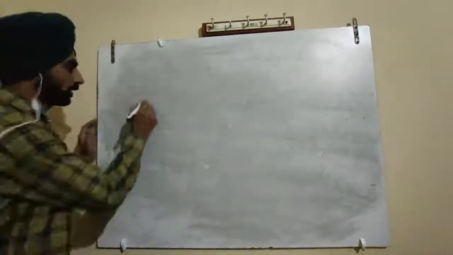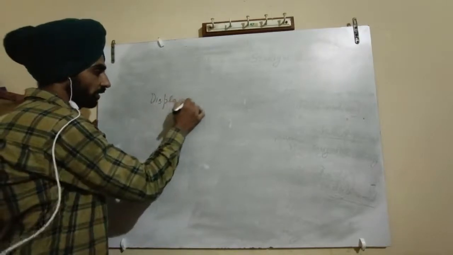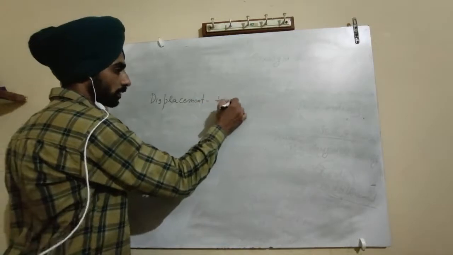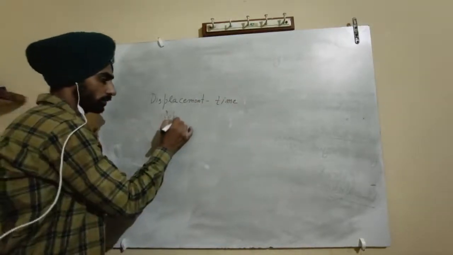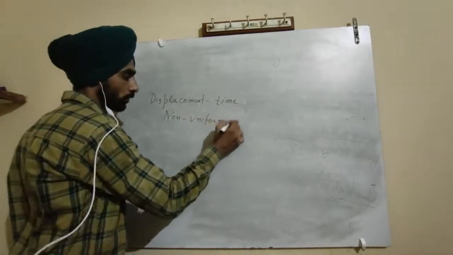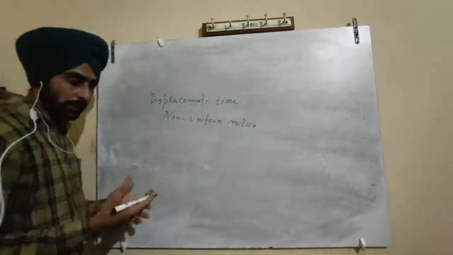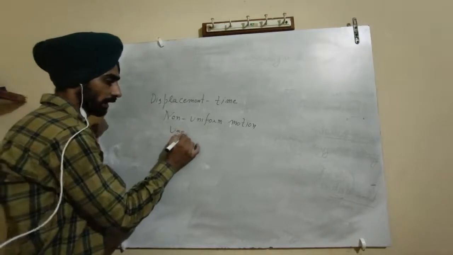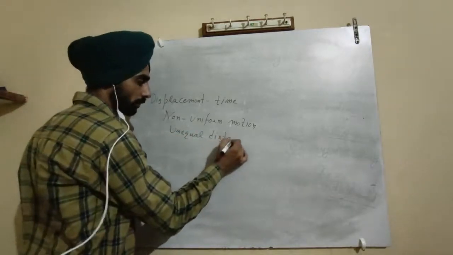So the next concept is the displacement time graph. We will be discussing this displacement time graph. Now we will discuss the displacement time graph, but for non-uniform motion. Now you know the object is covering unequal distance in equal intervals of time.